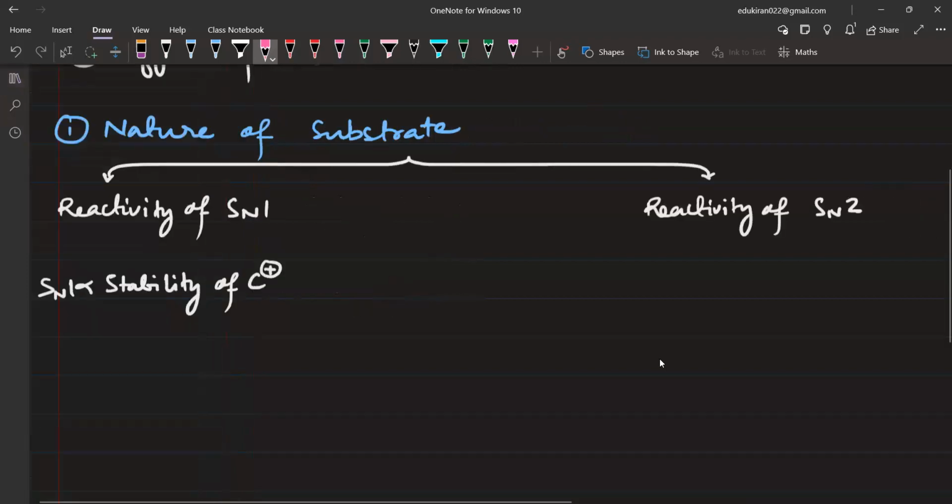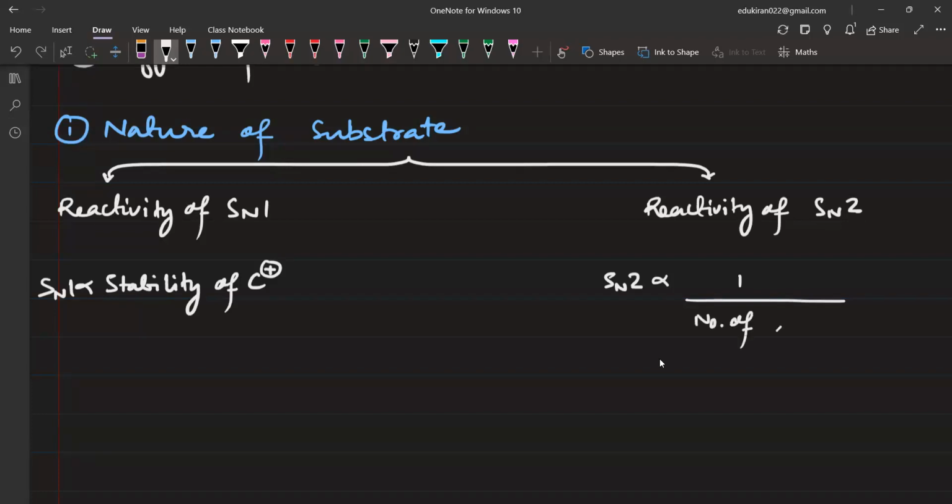So we can say that the reactivity of SN2 is inversely proportional to steric hindrance, that is, the number of groups on the alpha carbon. If I have more groups on the alpha carbon, then the attack of the nucleophile will be very slow, because the nucleophile will not be able to find space and won't be able to attack the alpha carbon atom.